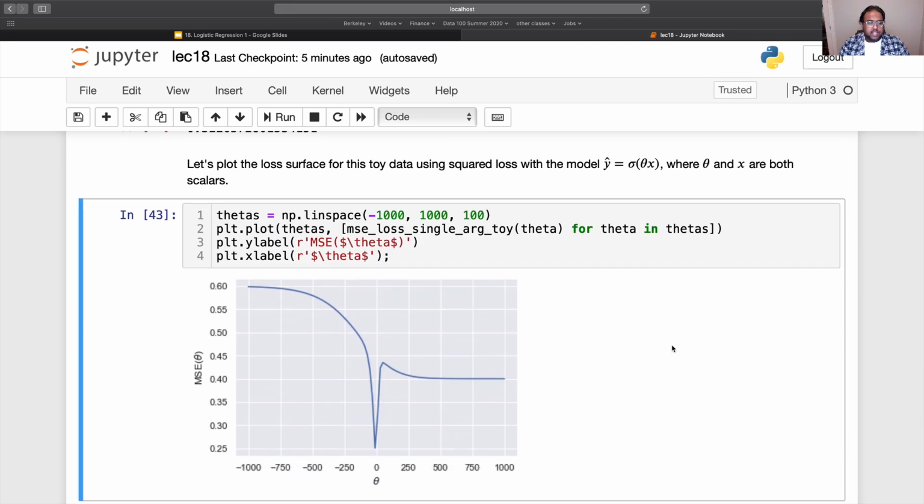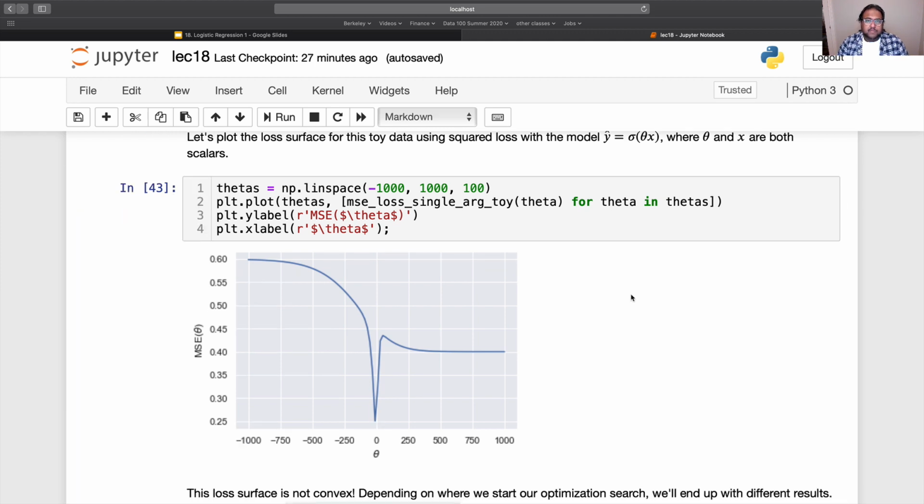Whoa. This loss surface does have a unique minimum, somewhere around theta equals minus 0.5, but it's clearly not convex. The definition of a convex function is a function where no secant line, which is a line drawn between 2 points on the function, crosses the function. All secant lines need to be on or above the function for it to be convex.